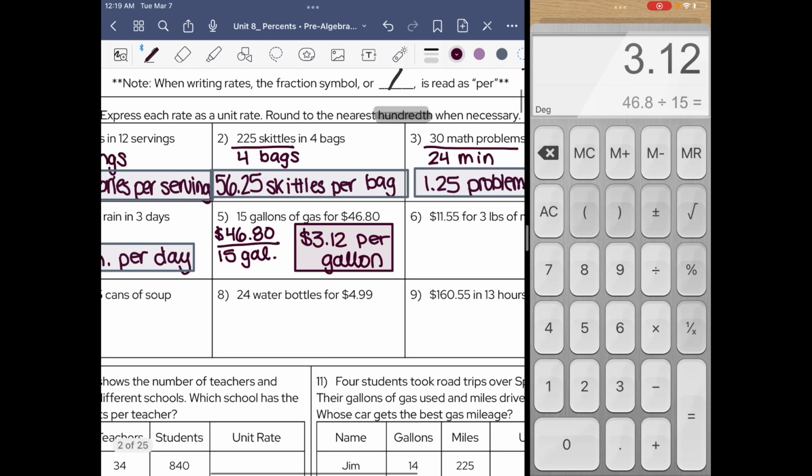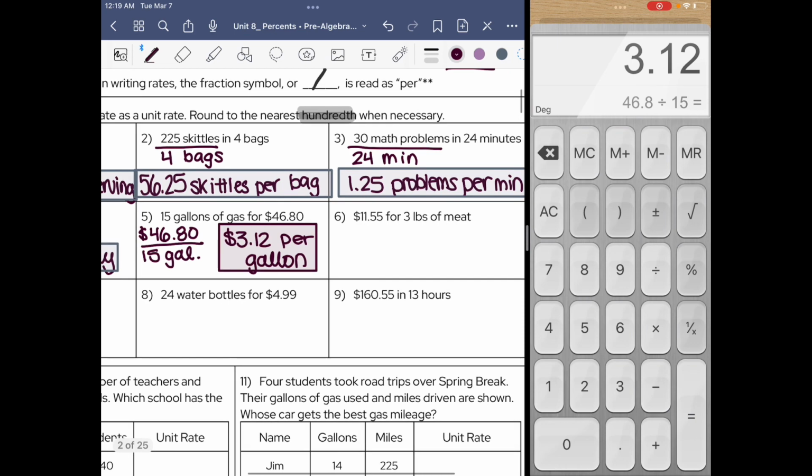All right, number 6, $11.55 for 3 pounds of meat. Now this one's already in order because the money is already on top, so I can put the 3 pounds of meat on the bottom. And LBS does stand for pounds, in case you forgot. And I'm going to go ahead and divide this in my calculator in just a second, but this is going to tell me the cost per pound.